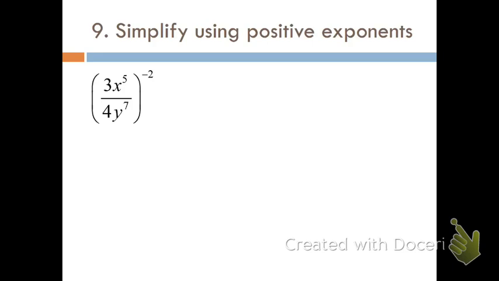So I don't like to say switch. I like to say flip it. So I think that's what you meant, right? So let's flip it. 4y to the 7th over 3x to the 5th, but now it's all raised to a happy 2. Coefficients, everything, because look up here. The whole thing's in parentheses. That means flip it all.